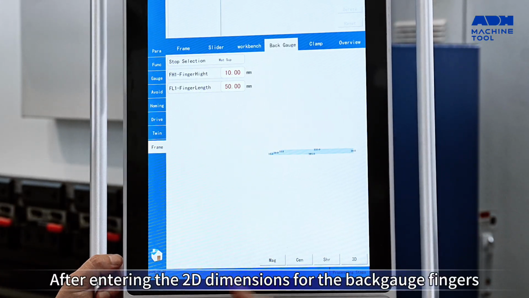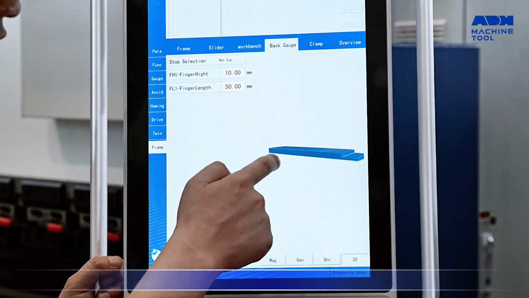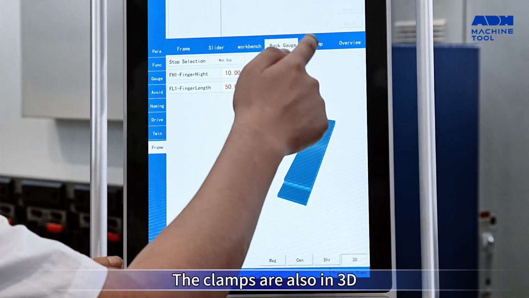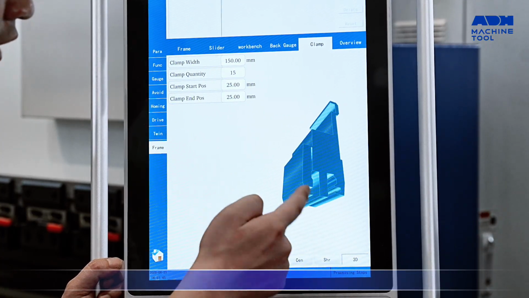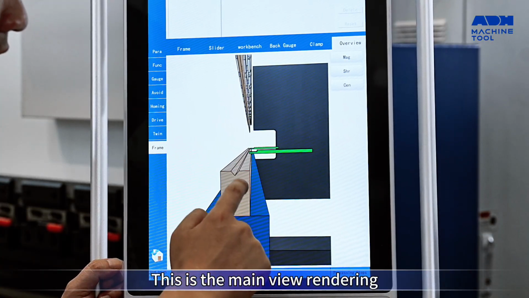After entering the 2D dimensions for the back gauge fingers, a 3D model is instantly generated. The clamps are also in 3D. This is the main view rendering.